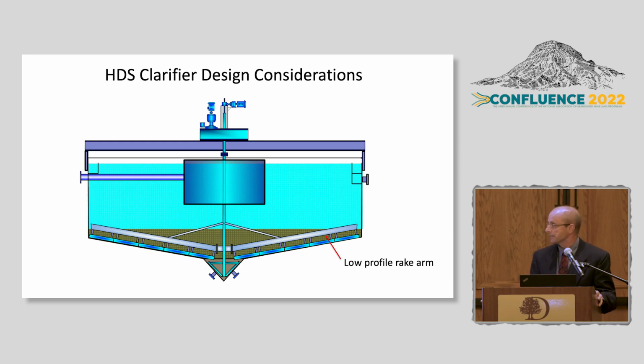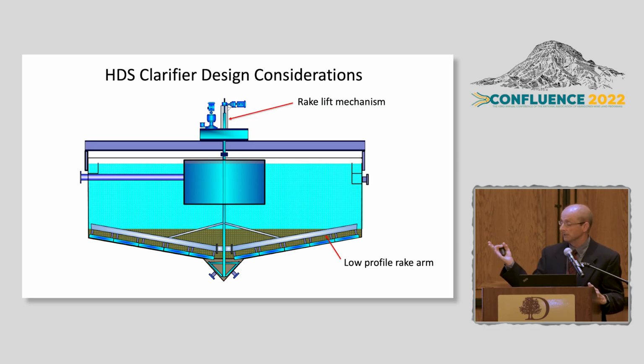We can further enhance that using a low profile rake arm. So now you've removed that truss and the buildup potential of solids on that. Other things we look at, rake lift mechanism. If you do get a high torque condition, you're building up solids, the rake will lift up a couple of feet. It gives the operators time to correct the situation. Maybe reduce the solids inventory, maybe they're adding too much flocculant. So it buys time for them to correct the process and get things under control.